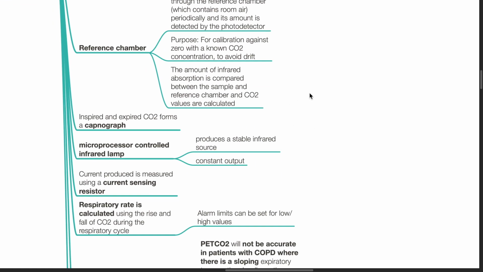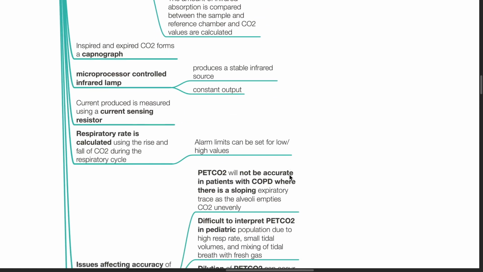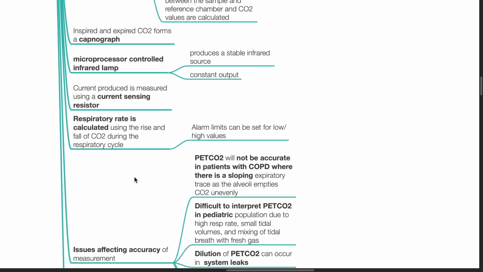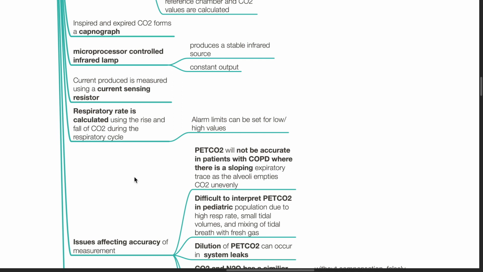Inspired and expired carbon dioxide forms a capnograph. A microprocessor-controlled infrared lamp produces a stable infrared source and a constant output. The current produced is measured using a current sensing resistor, and respiratory rate is calculated using the rise and fall of carbon dioxide during the respiratory cycle. Alarm limits can be set for low or high values.